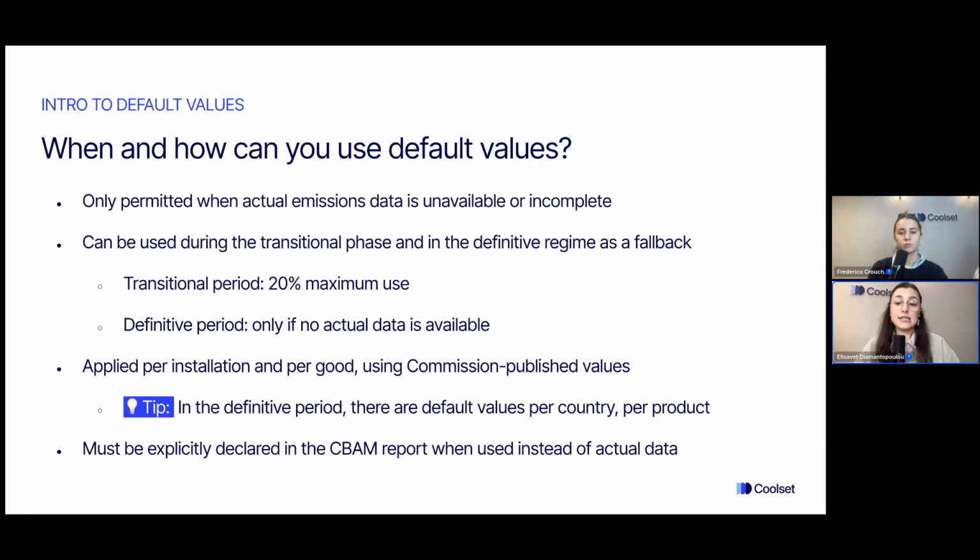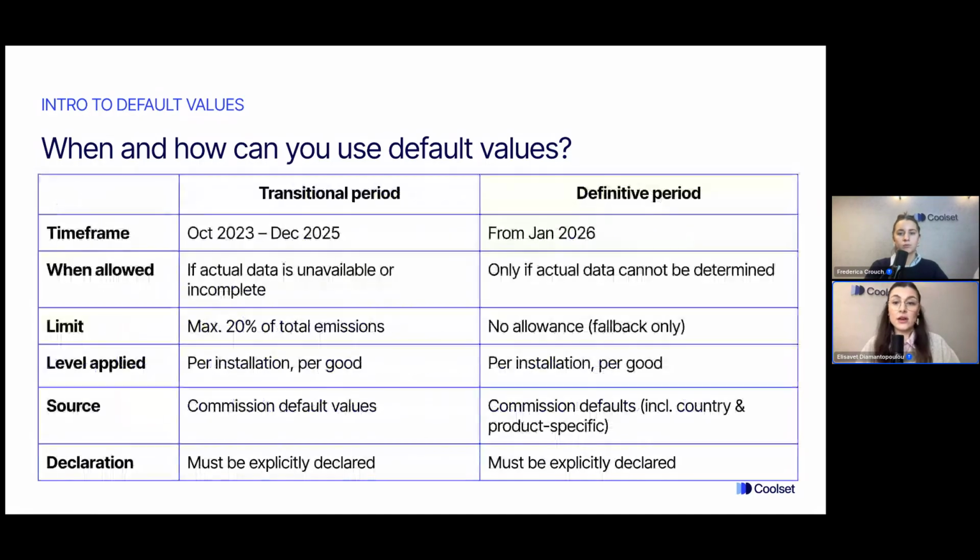And one change is that now we also have the default values per product and per country, of course. Let's move on, and we will see now here a table that summarizes the differences between the transitional and definitive phase. We see that in the transitional period, the default values were added as a flexibility with this cap, and then from 2026, this changes. It's only like the last resort exception.